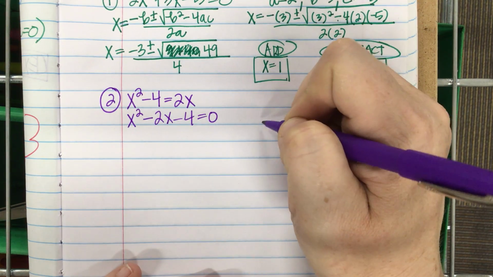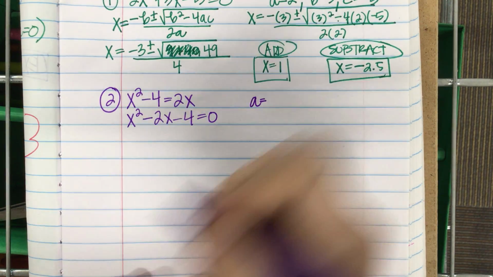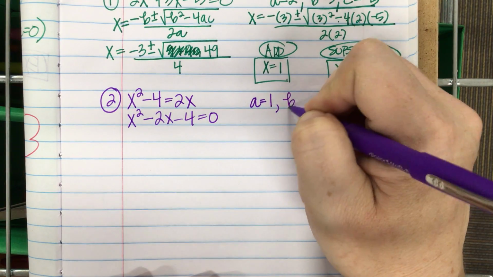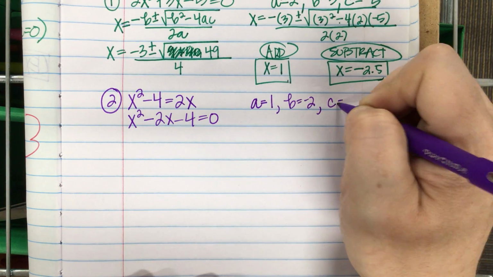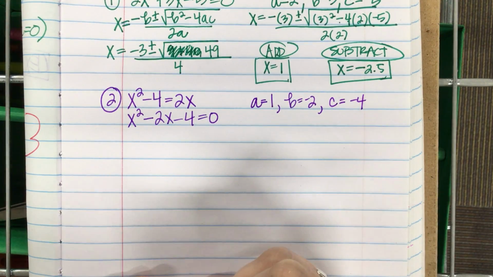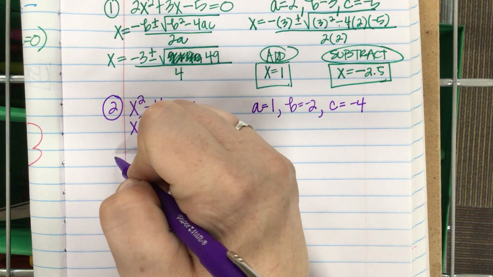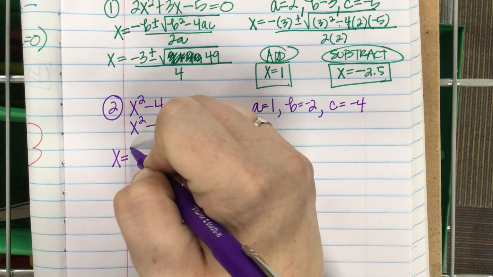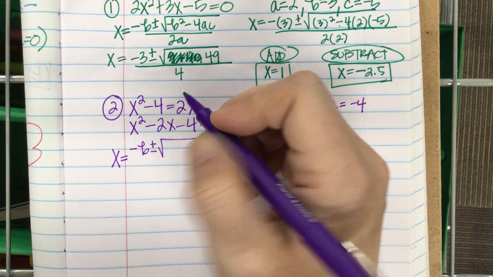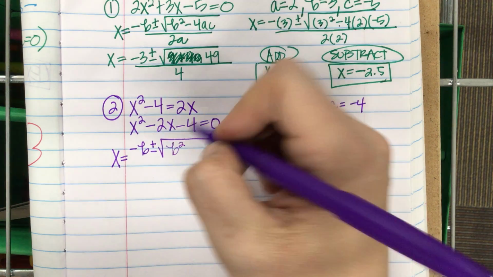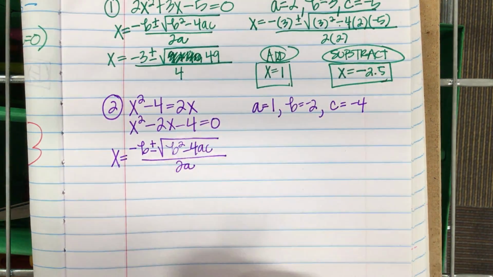I'm going to over-explain because these are our notes. Let's identify the a. What's my a value? 1. What's my b value? -2. And my c value? -4. I'm going to rewrite the quadratic formula because the more you write something, the more you remember it. X equals -b plus or minus the square root of b squared minus 4ac all over 2a.